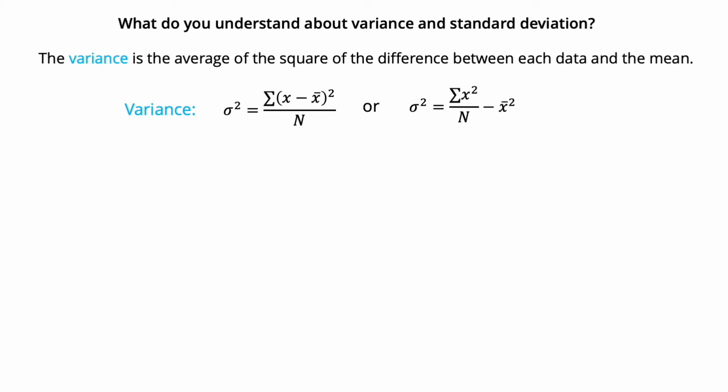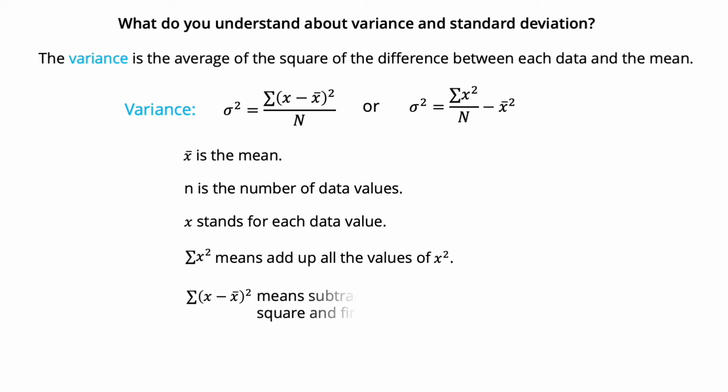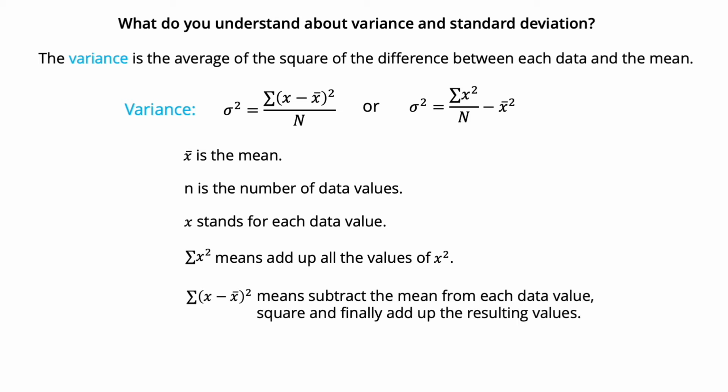From the formula, x bar is the mean, the average of the data values. N is the number of data values. X stands for each data value. This is a sigma summation symbol. For example, sum of x squared means add up all the values of x squared. And this symbol indicates subtract the mean from each data value, square, and finally add up the resulting values.